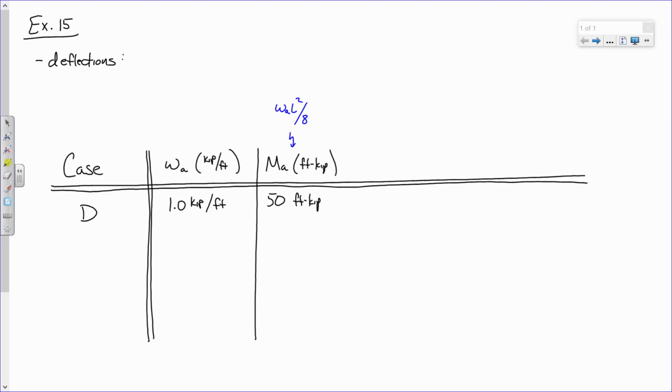Now, what did we do next once we had an MA? What did we compute? IE, okay, so we had an IE, and that was in inches to the fourth, right? Now, what value did we get for the dead load case?